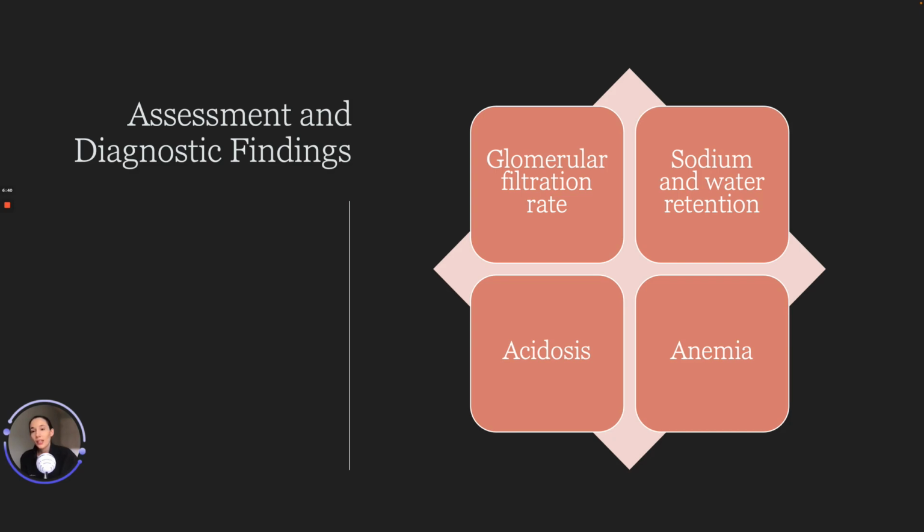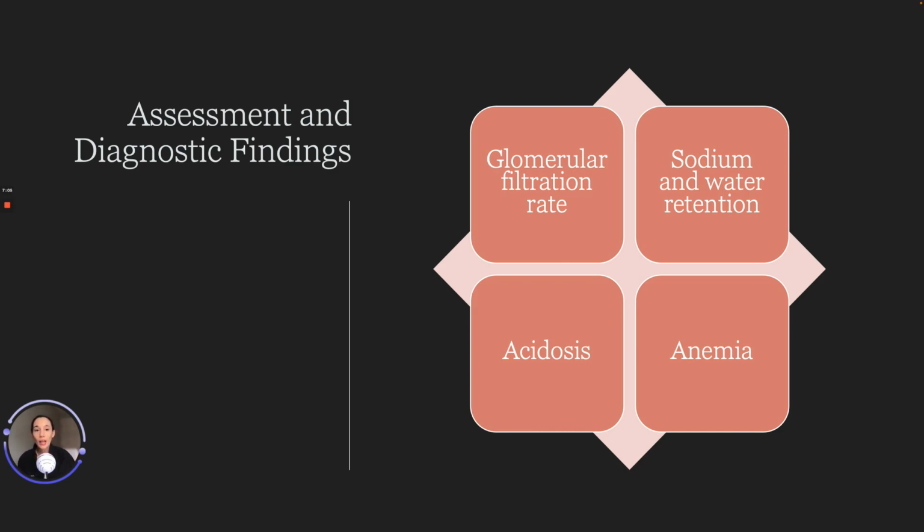So, assessment and diagnostic findings. The glomerular filtration rate and creatinine clearance decrease, while serum creatinine, which is a more sensitive indicator of renal function, and BUN levels increase. Sodium and water retention: some patients retain sodium and water, increasing the risk of edema, heart failure, and hypertension.